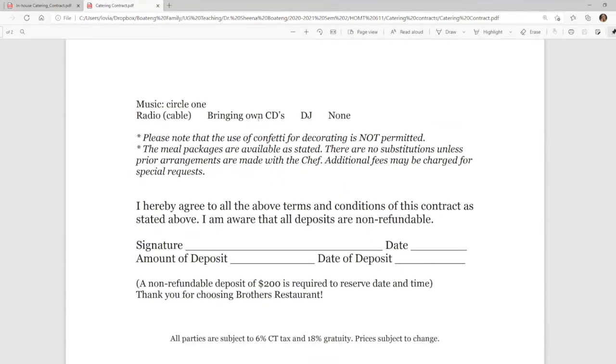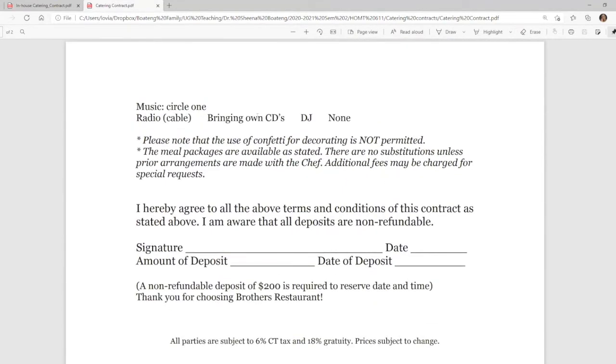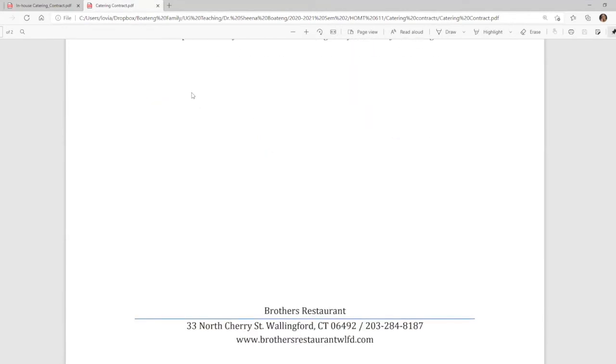And they go on to even indicate whether you need music, right? And how you want this music. You want a DJ, would you use the radio or you bring your own CDs for them to play? And all this go on to end with the signature of the people who are signing the contract, the amount that they deposited and the days that the deposit was made. So this is a typical example of a contract that primarily looks like an outhouse contract, but can also serve as an in-house contract because of the way the owners of the vending service, being Brothers Restaurants, have designed it. Does that make sense?